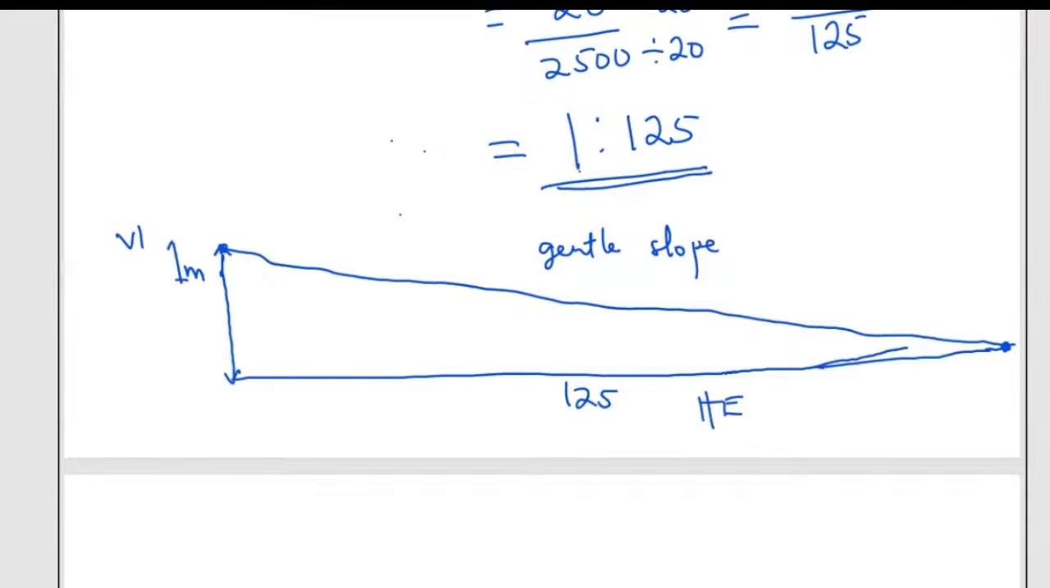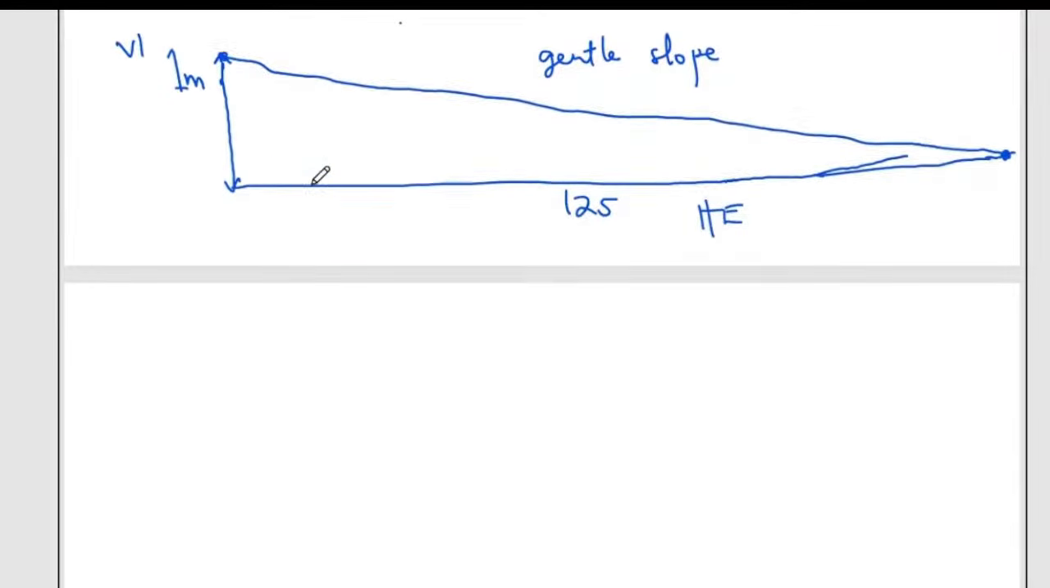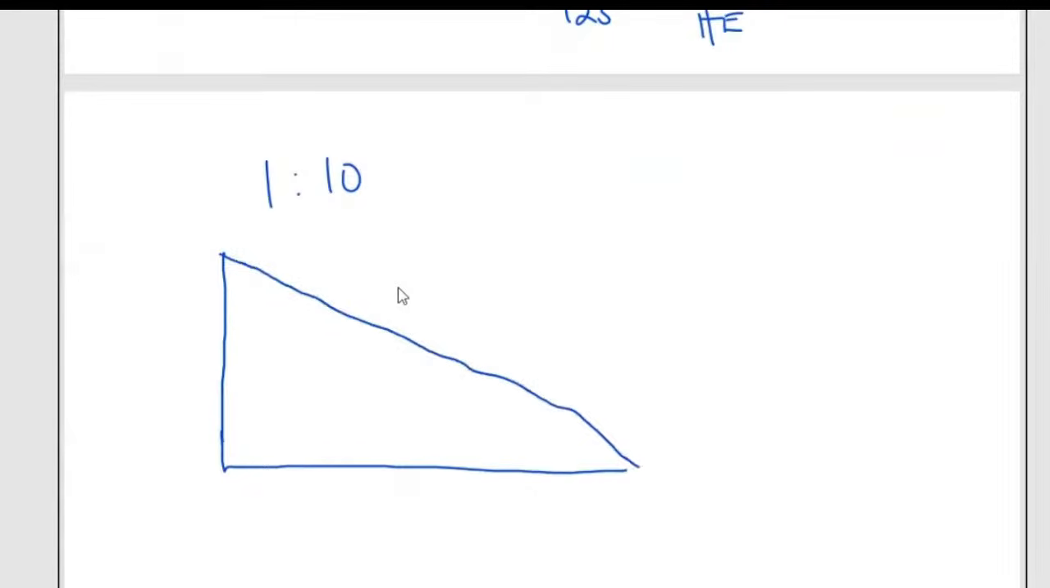But let's assume our gradient was 1 to 10. If we found our gradient as 1 to 10, was it going to look the same? No, we are comparing 1 meter versus 10 meters. 10 meters must be shorter. So we are seeing, if it was like this, our slope was going to be a steep slope.